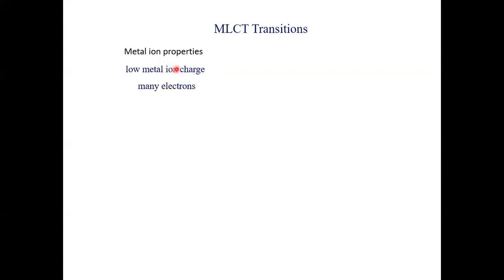Both increase the energy of the metal d electrons. An example for that is copper 1, which is a d10 ion. Now what about the ligand properties? In this case, we want to lower the energy of the pi star orbitals as much as possible. What is helpful for that? It is helpful when we have a pi acceptor ligand with low-lying pi star orbitals.